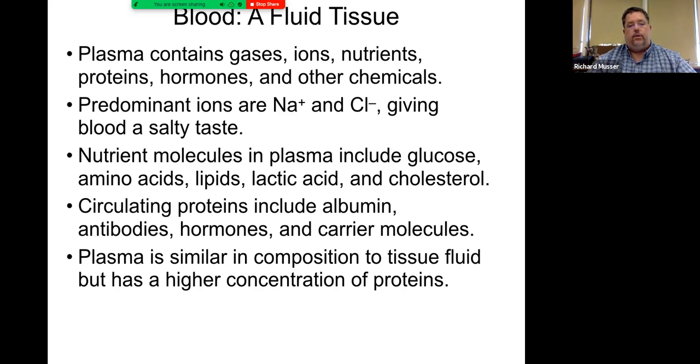As I mentioned before, circulating proteins include albumin, along with antibodies, hormones, and various carrier molecules. So these are proteins that help maybe to move lipids around, like lipoproteins. And if you've heard of high density lipoproteins, HDLs, and LDLs, low density lipoproteins, these are examples of proteins and carriers and so forth. The plasma is a similar composition to tissue fluid. That's why it's considered a liquid tissue, but it does have a higher concentration of proteins.